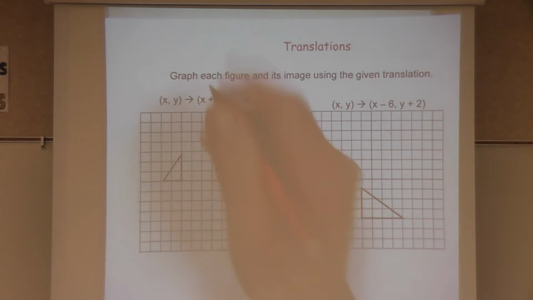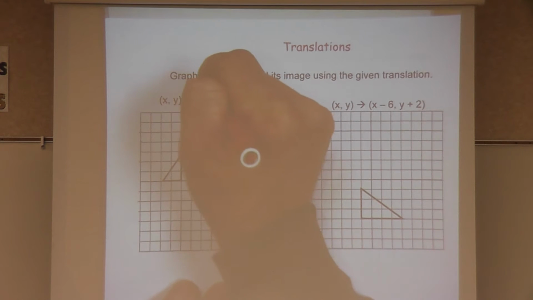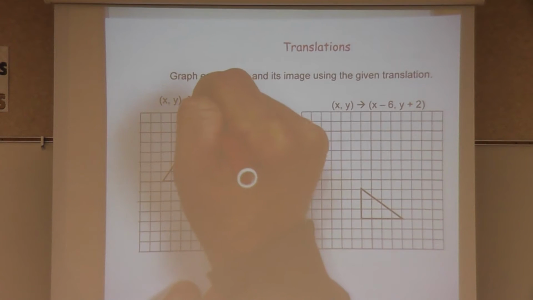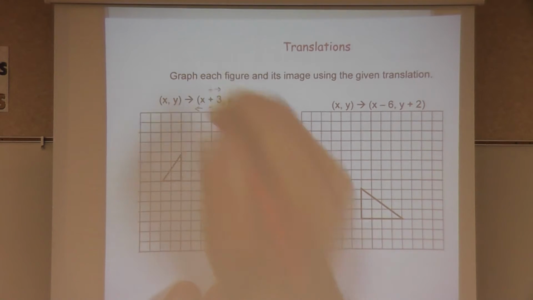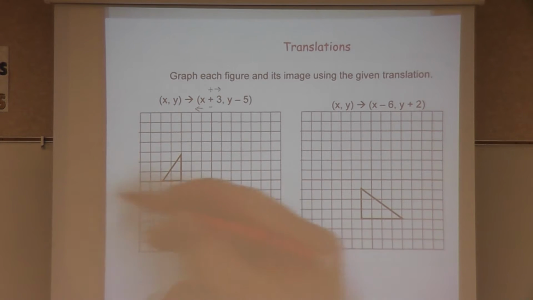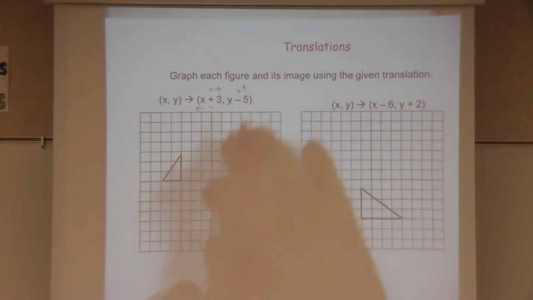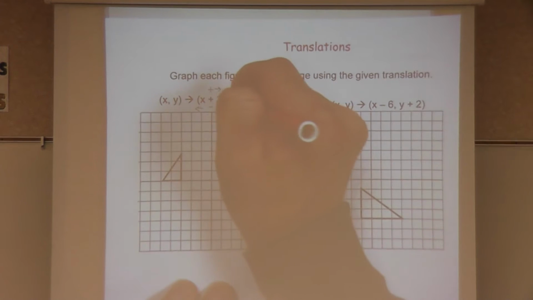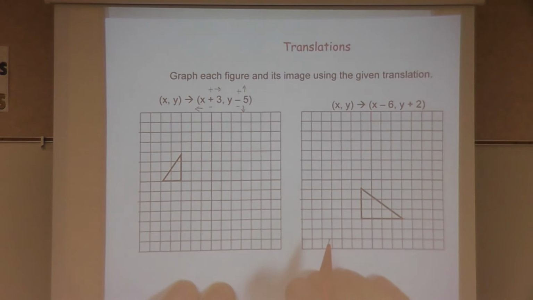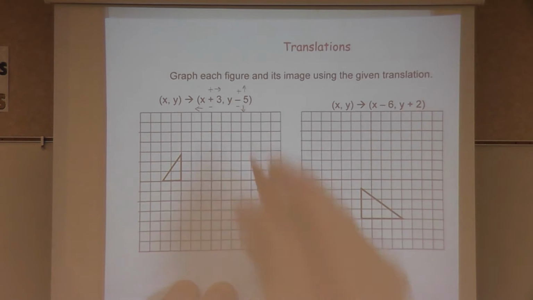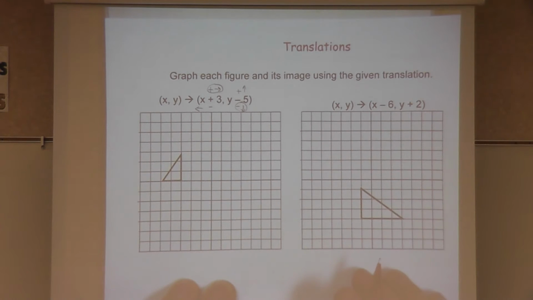If it's plus for the x, we're going to move it to the right. And if it's minus, we're going to move it to the left, because these are the positive x's, those would be the negative x's. If it's a positive y, we're going to move it up, because the positive y values are above. And if it's a negative y, we're going to move it below, because the negatives tend to be on the bottom of the y's. So in this case, we're moving it 3 units to the right and down 5.